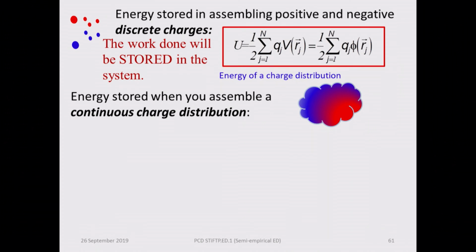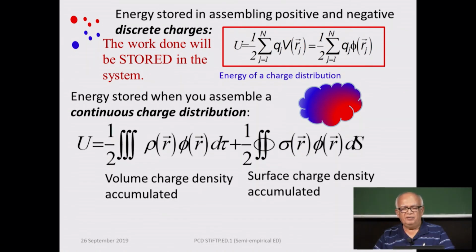What if you have a continuous charge distribution? Here you have a charge distribution, some of it is positive, some of it is negative, and it has got some arbitrary shape. Then you have to come up with a similar expression, but then you have to integrate over the charge densities over the entire region. So, you will have a volume charge density. So, you have a volume integral and a surface integral. And this integration must be carried out over the entire space.